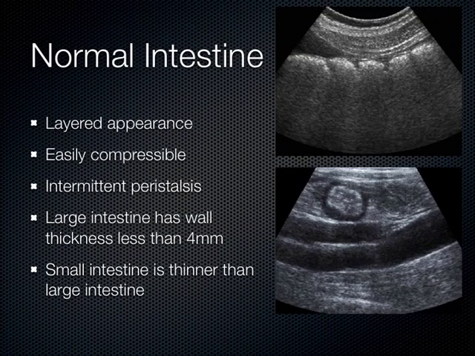Normal intestine looks like this. It has a layered appearance, it's easily compressible, and it should intermittently peristalse. The large intestine's wall is less than 4 millimeters, and the small intestine, everybody argues about it, but it's less than 4 millimeters also, probably closer to less than 3 millimeters, but it's definitely thinner than the large intestine. Just keep in mind that on ultrasound, the colon has that typical haustra, and the right hemicolon is usually filled with stool and gas, whereas the left hemicolon is usually found in a somewhat contracted condition.